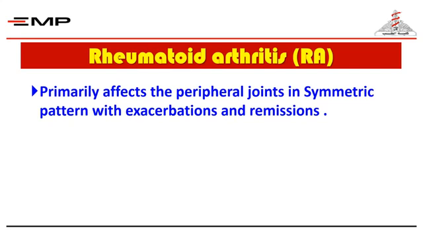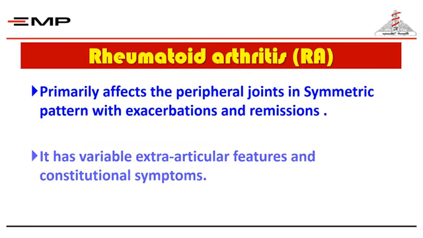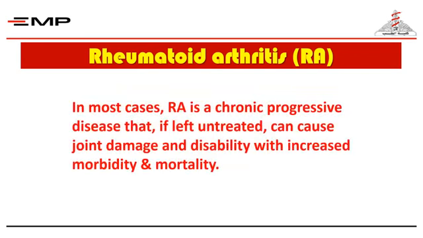Primarily, rheumatoid arthritis affects the peripheral joints in symmetric distribution with exacerbation and remission. It has variable extra-articular features, as we will know later, and constitutional symptoms. In most cases, RA is a chronic progressive disease that, if left untreated, can cause joint damage and disability with increased morbidity and mortality.